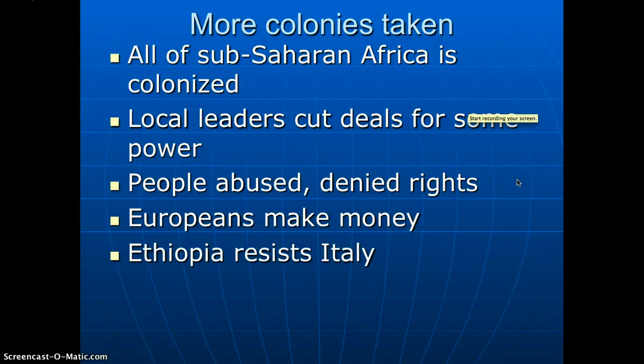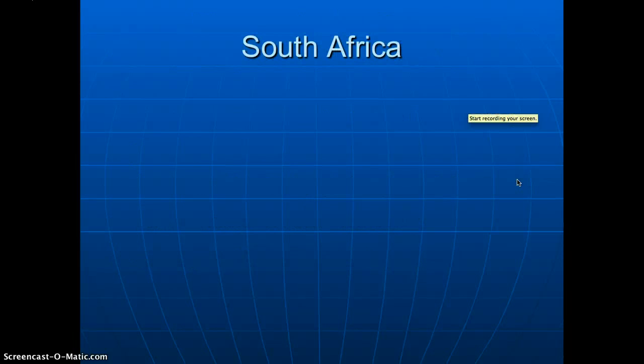Ethiopia is the one example, and we'll talk about this more in class, but King Menelik II is able to resist Italian occupation for two reasons. One, he knows the geography very well, and he lures the Italian army into the mountains and then attacks them guerrilla style. And when he does that, he uses modern weapons that he is able to buy from France and Russia. So by doing so, he's able to resist Italian occupation, at least for the time being.